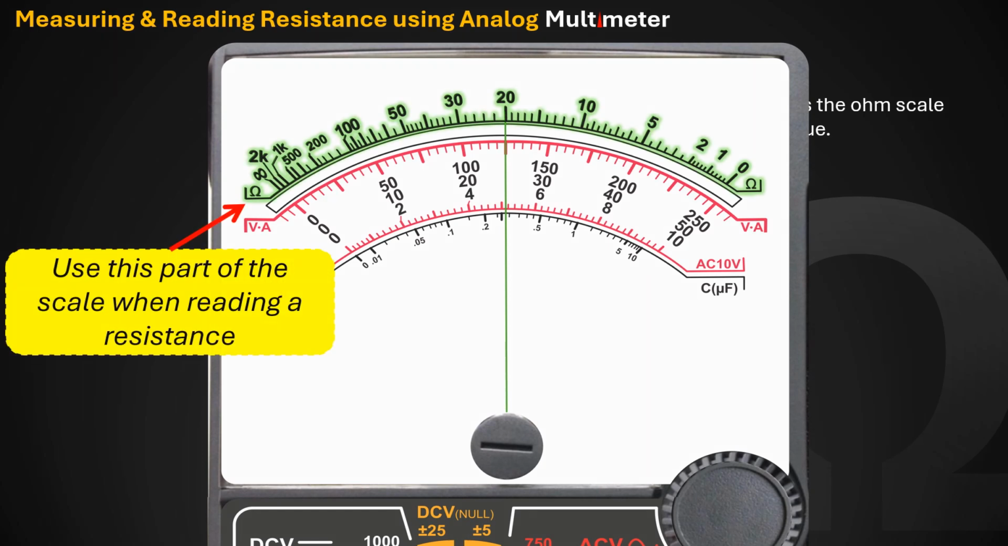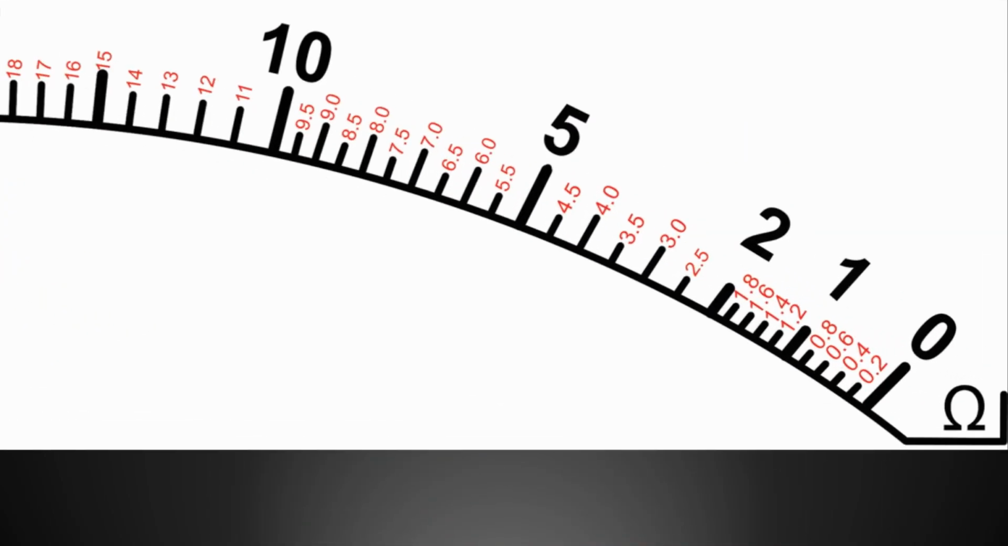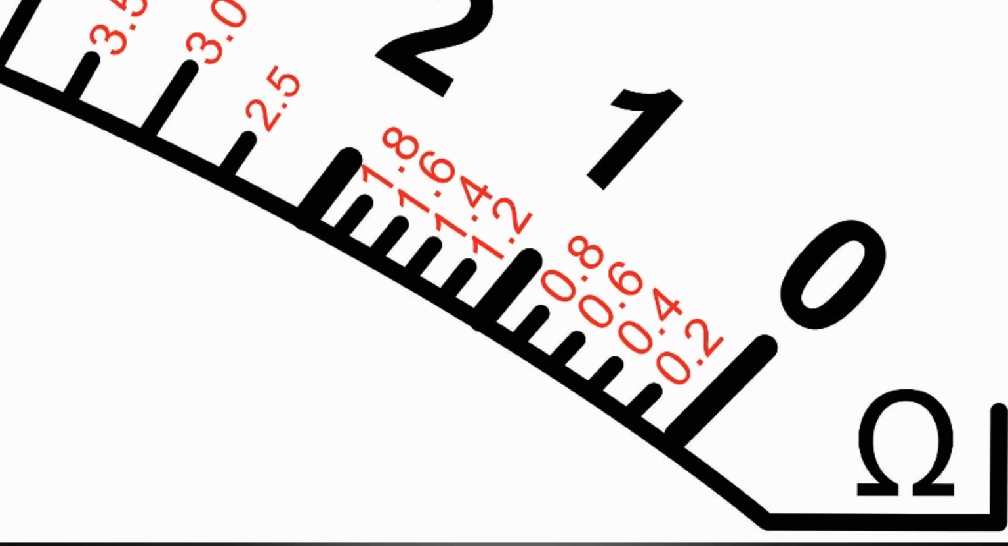Use this part of the scale when reading resistance. The scale shows values of 1, 2, 5, 10, 20, 30, 50, 100, 200, 1K, 2K, and the infinity symbol. But what about the values of the other lines on the scale? Here are the values of each mark. Understanding the scale is crucial here.